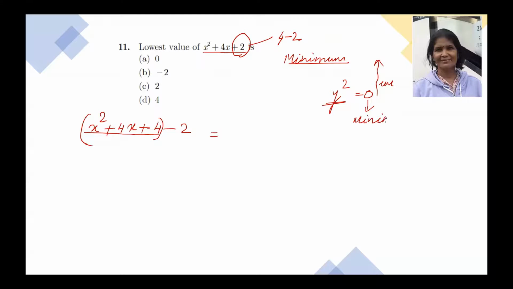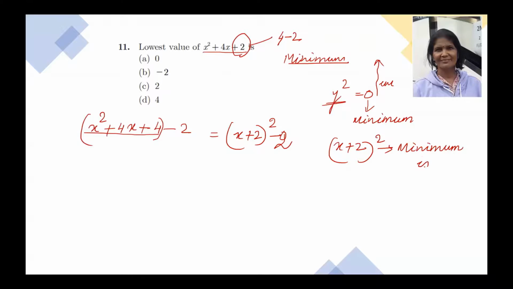So I'll compare with a whole square. So it will be x plus 2 whole square minus 2. So anything whole square, minus 2. Whole square minimum value is 0. So when this is minimum 0, the minimum will be minus 2. So minimum value of this polynomial is minus 2.